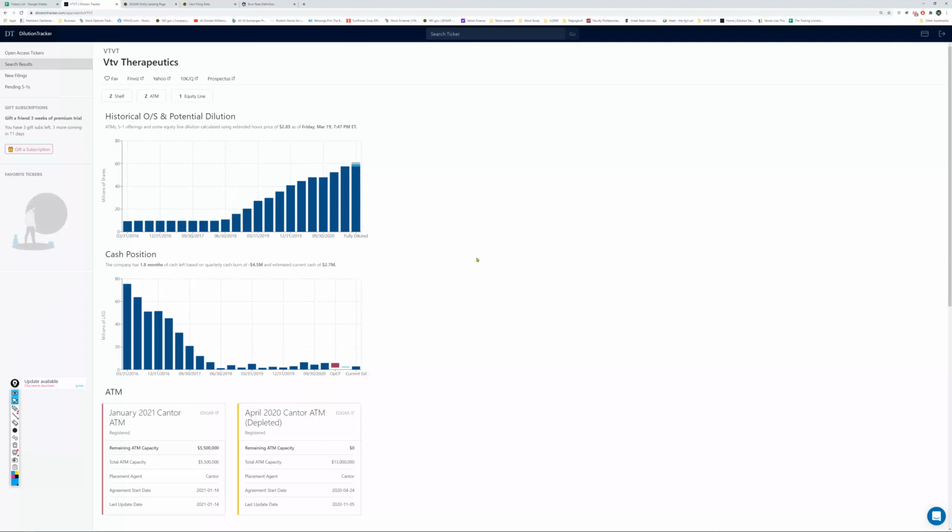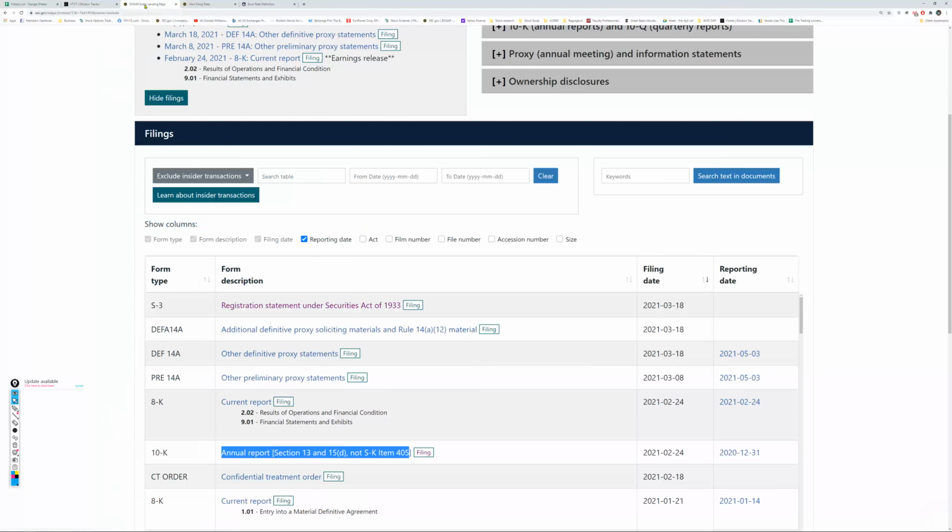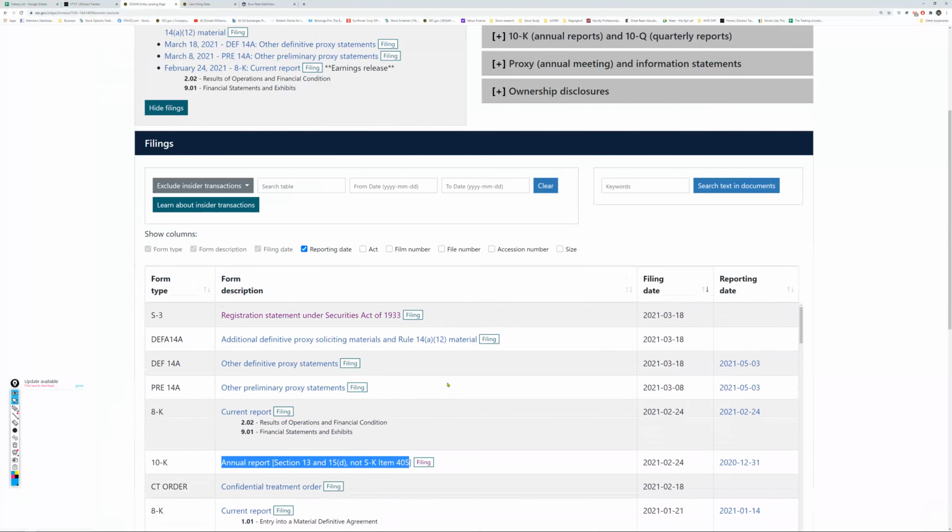So again, cash, how much cash they have left, and then 1.8 million, and then you divide it by their burn rate to figure out how many months of cash is left. That's it. And you find that on the 10K and the 10Qs.